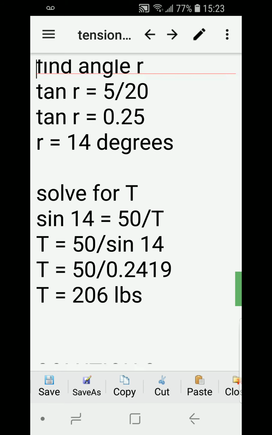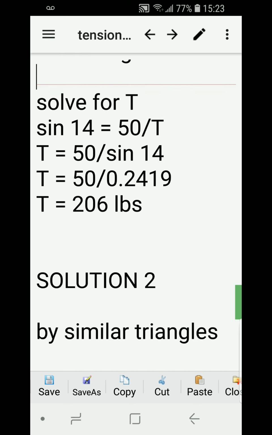So finally we solve for T, and using sine this time. Why are we using sine? It's because we are given the angle between the wall and the rope, and we are looking for T, and T is located on the hypotenuse side.